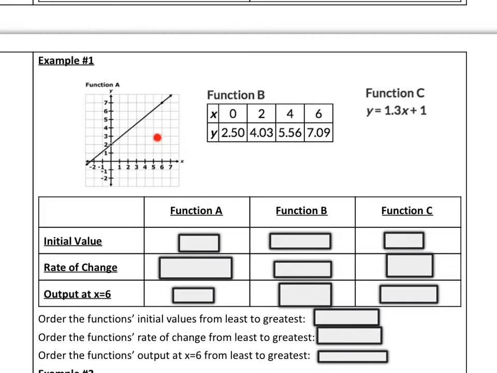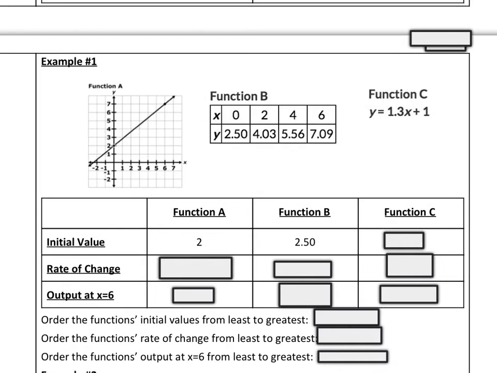All right, looking at function A, that's our y-intercept at (0, 2), and 2 is our initial value. For function B, looking at our input of 0, has an output of 2.50 right there. And for our function, y equals mx plus b, our y-intercept is b, at 0, is going to give us a value of 1, an initial value of 1. There it is. All right, see if you could find the rate of change for each of these functions.